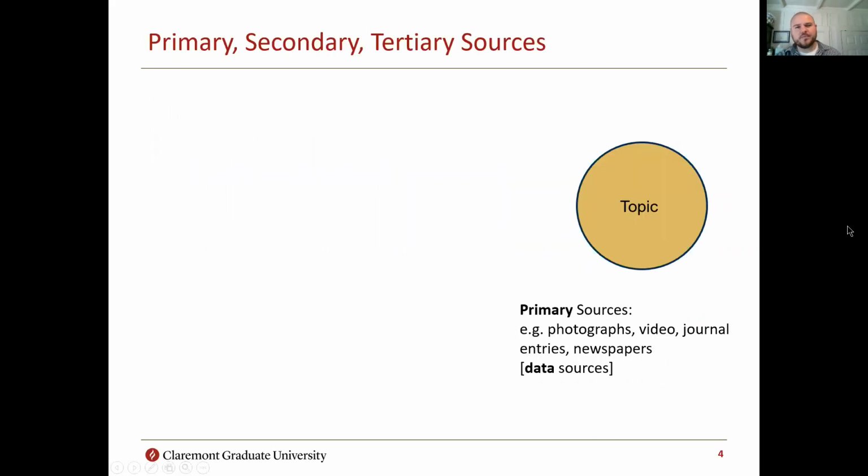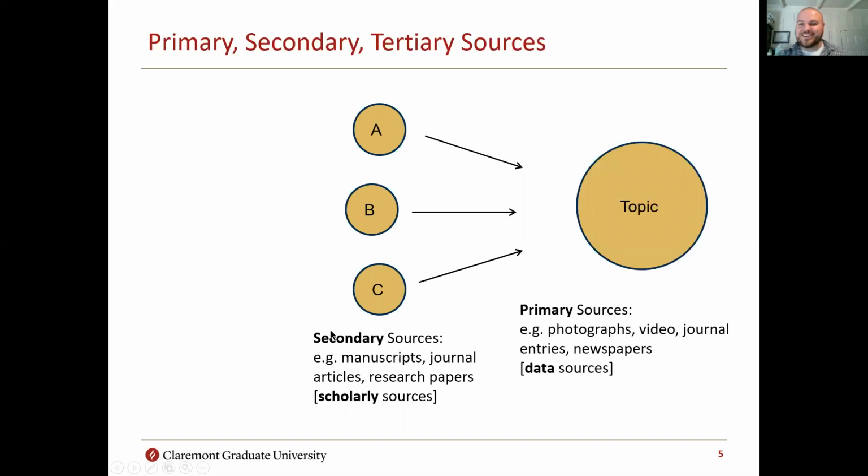So first, if we're just thinking about primary, secondary, and tertiary sources, we start with primary. And primary sources are the data sources that you're using that you will be analyzing in making your own arguments. So these could be things like videos, journal entries, newspapers, photographs. They are sources that you're not so much communicating with as you are examining and interrogating in order to make your own arguments. When you make your own arguments, you're making them as secondary scholarship. You're using the primary sources to make some sort of argument in the form of a manuscript or a journal article or a research paper.